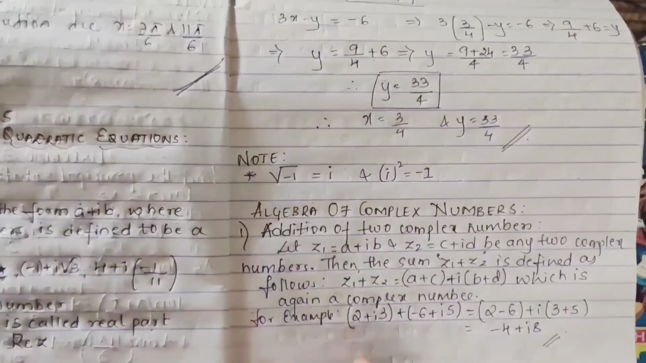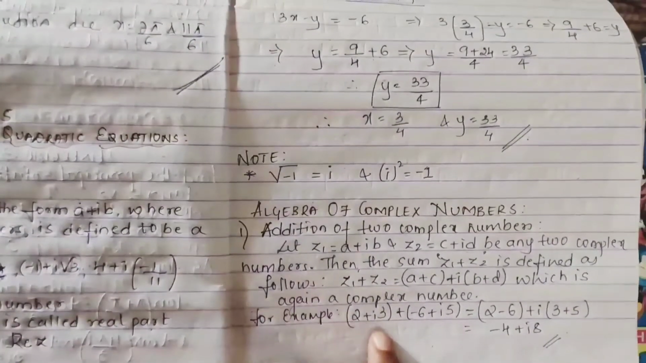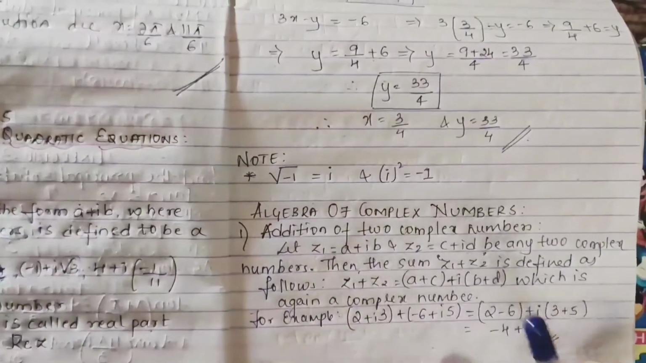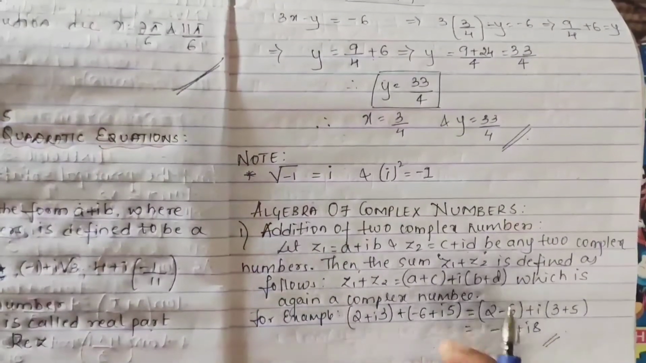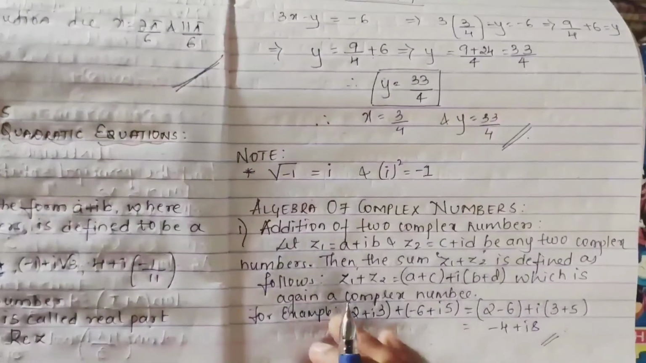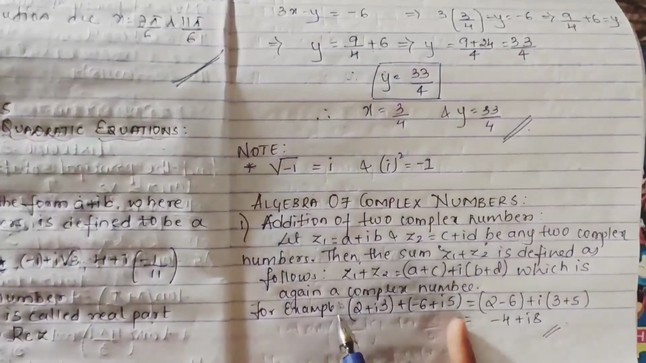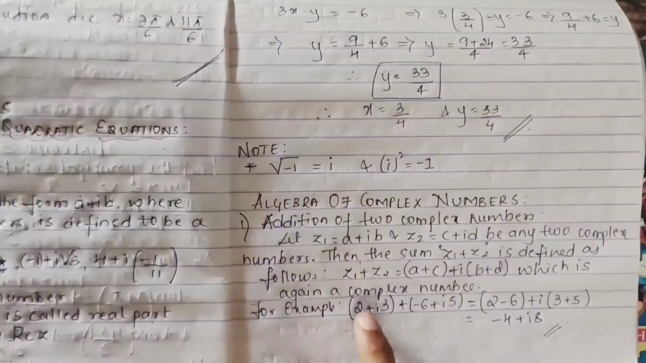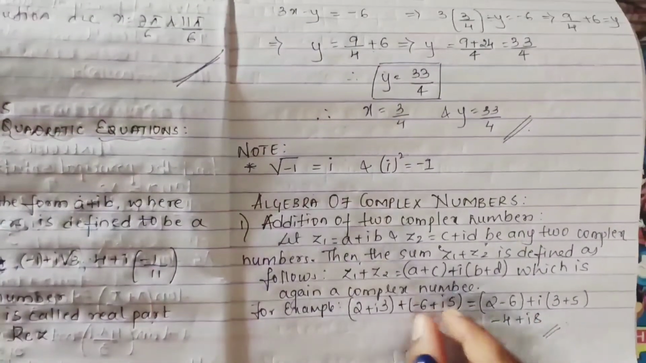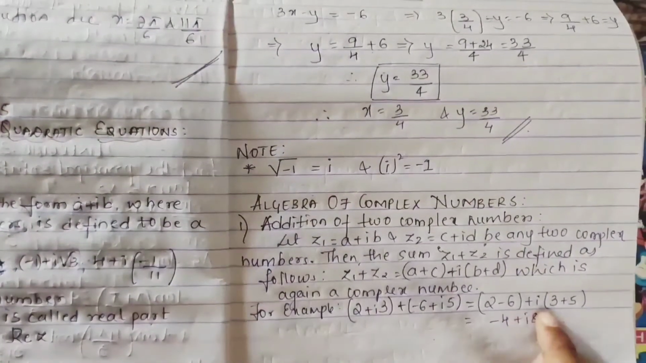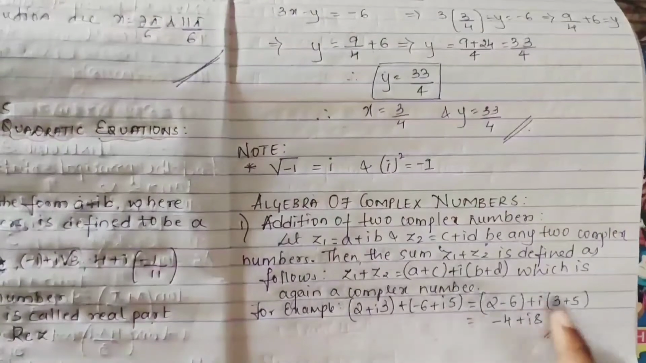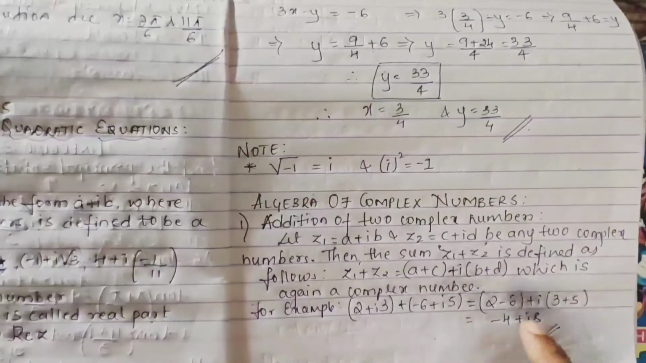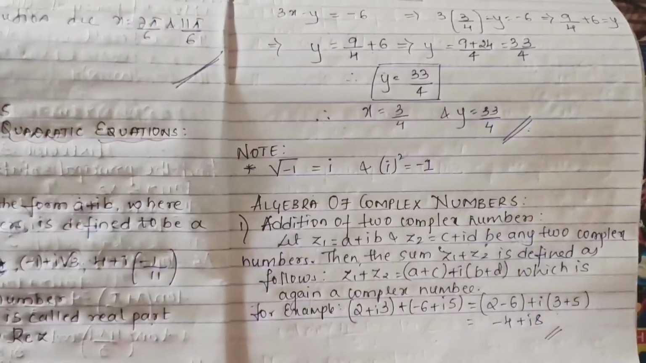For example, which I have given, you have written the same: 2 plus i3 plus minus 6 plus i5. I don't have space, so I directly wrote it, not stepwise. If you want, you can write z1, z2, then z1 plus z2 in full. 2 minus 6, real parts, then plus i taking common, 3 plus 5, so you get minus 4 plus i8. Write this.